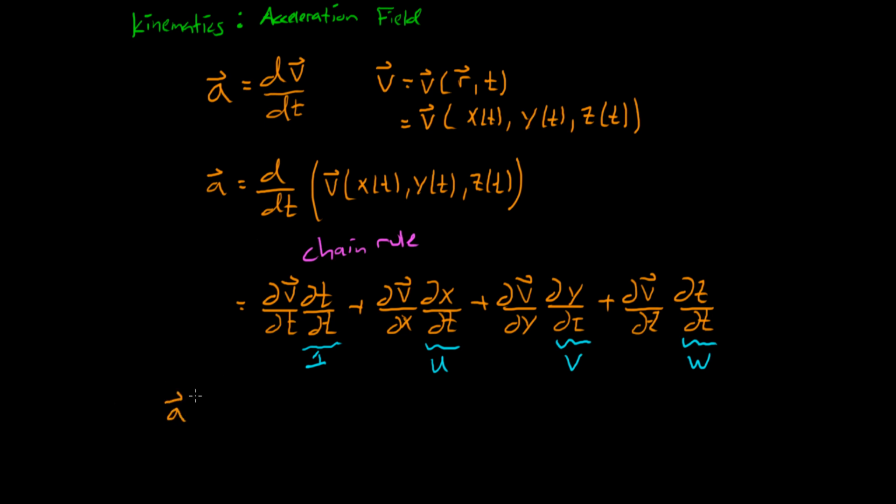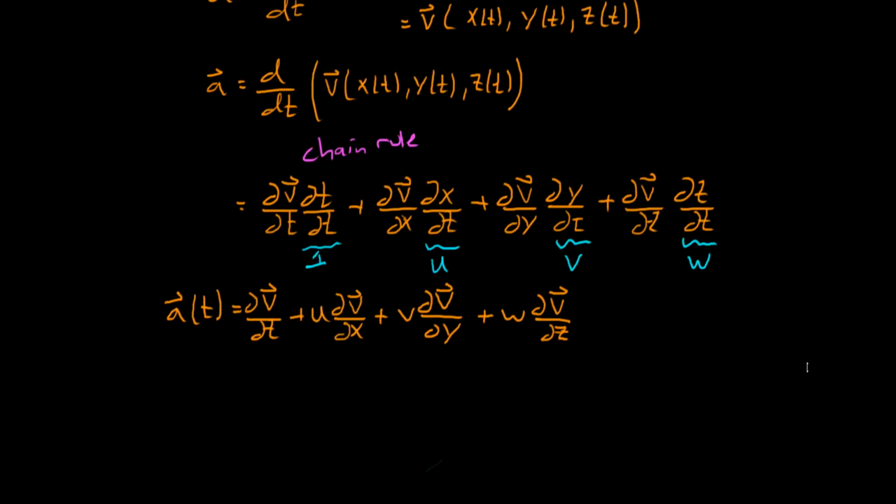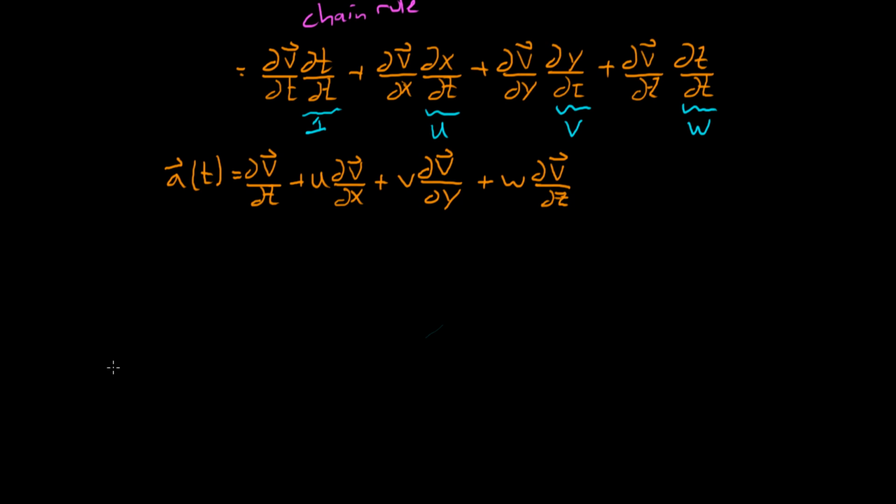And so our acceleration field, a of t, is equal to dv/dt, that's this first one, plus u dv/dx, that's this term, plus v dv/dy, that's the y direction term, and then the z direction term is going to give us a w dv/dz. Well, that's a little bit weird math, but turns out to be really helpful. So let's draw a box around this thing. We'll unpack it.